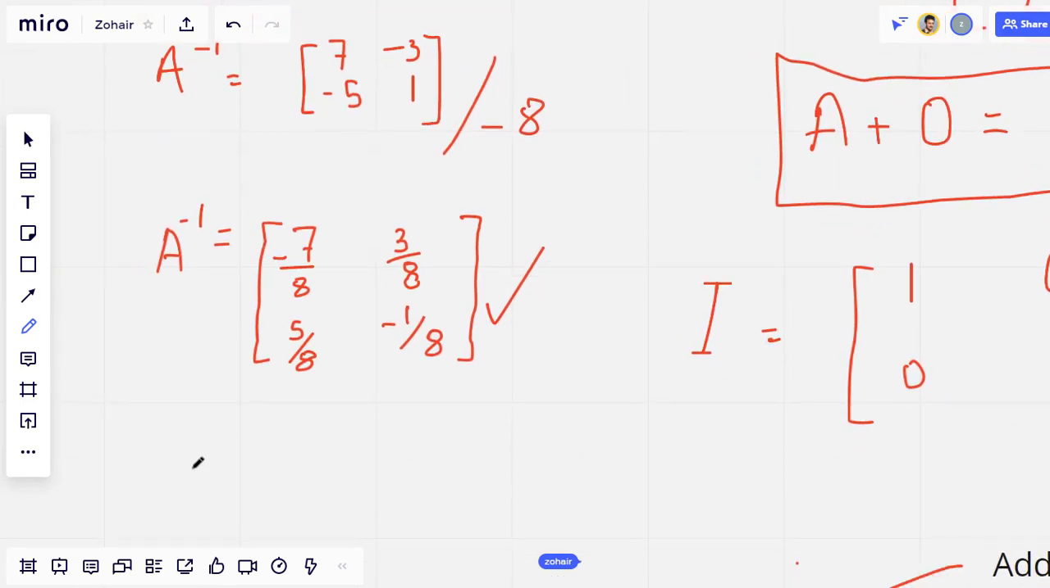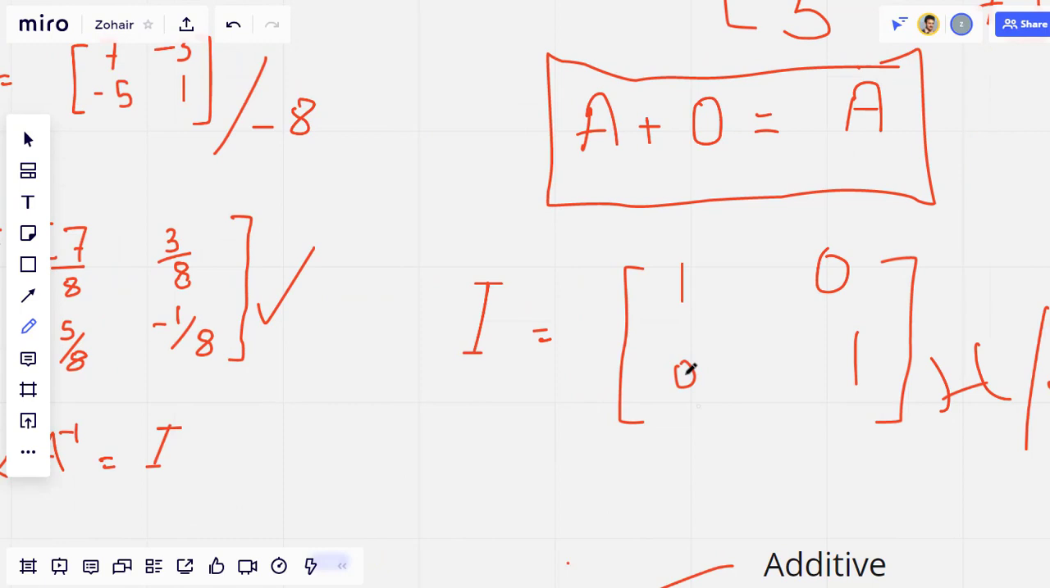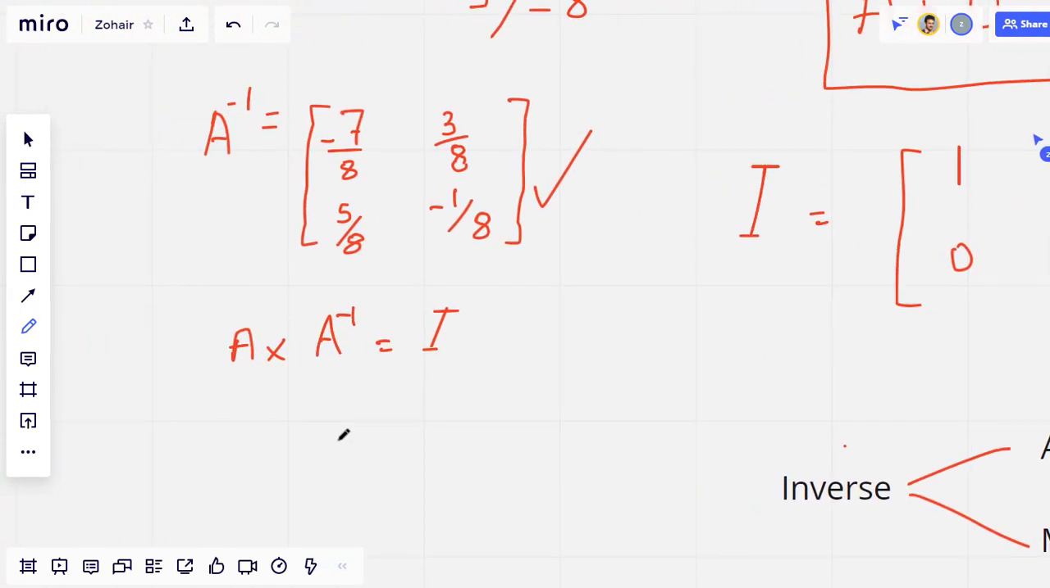So that means if I multiply A with this A inverse matrix, the answer is going to be the identity matrix. It's going to give me the answer in the form of this 1 0 0 1. And now this is your homework as well. Multiply the matrix A and A inverse and see if the result is really the identity matrix.